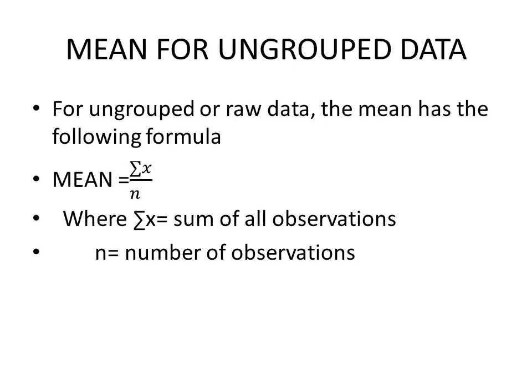Now, mean for ungrouped data. What is the formula for mean for ungrouped data? We have the formula sigma x divided by n. So sigma x is nothing but the sum of all observations, and n is the number of observations.